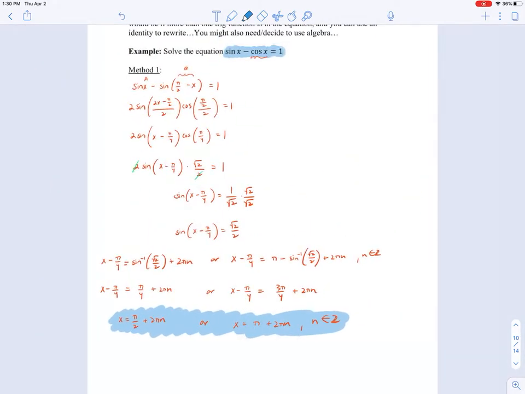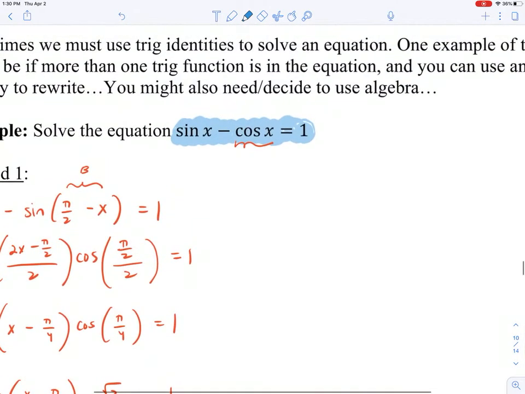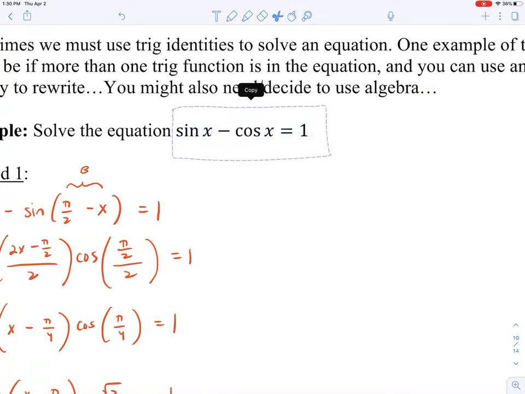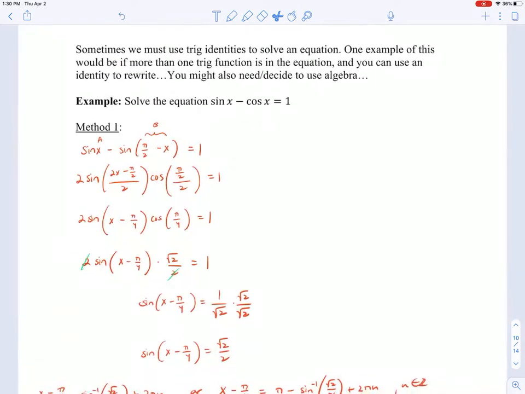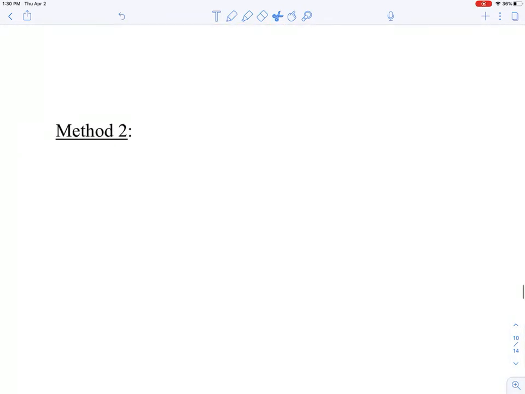Okay, so that's method 1, coming up with the general solution set to that equation. Okay, method 2. Let me just copy that. I'm going to paste down here.